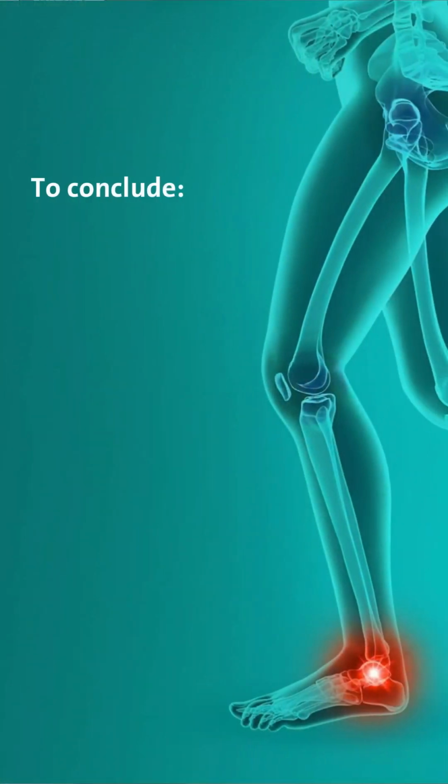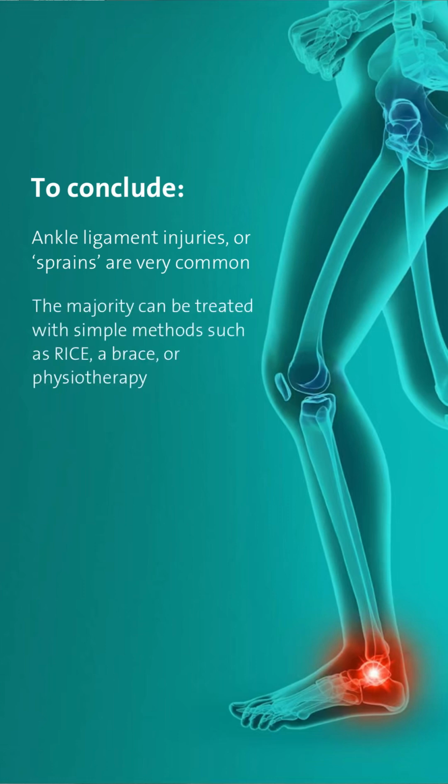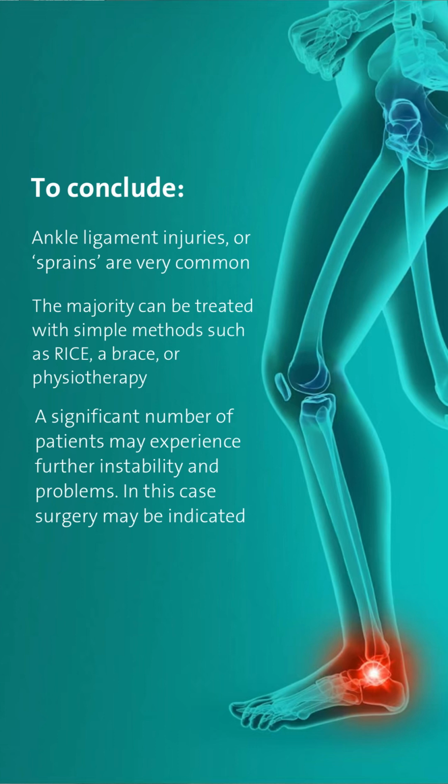So to conclude, ankle ligament injuries are very common and about one of the most common athletic injuries. The majority will be treated very well with simple methods or even ranging up to needing a brace or physiotherapy. However, a significant proportion of patients will have ongoing instability and problems. For this, the technique that I use and have published research on has got an accelerated rehabilitation program and has an excellent success rate.